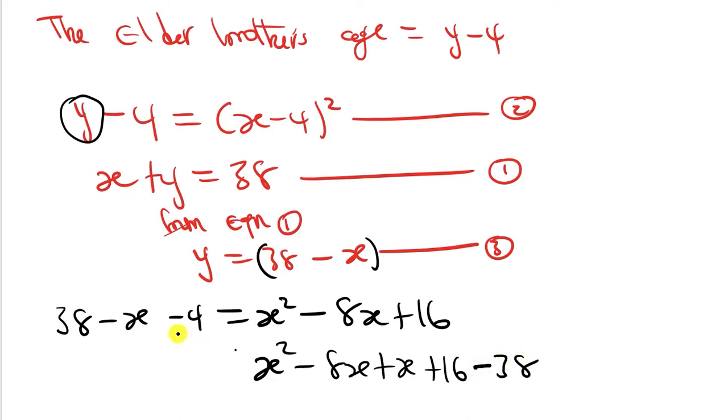Okay, we have minus 4 here. When we transpose that one to that side, it is going to be positive 4. Okay, so plus 4. Sorry, here it is minus. Okay, when we add that, we equate everything to 0. All right, so it's equal to 0.